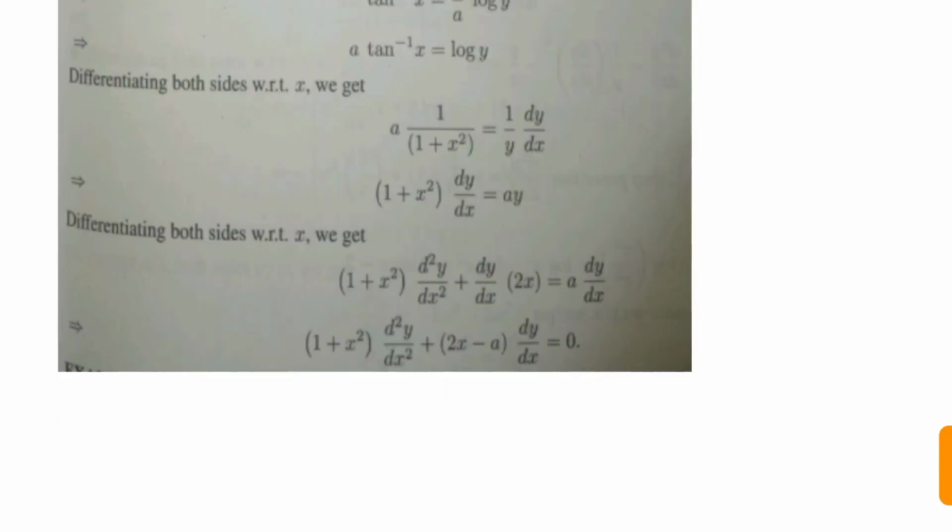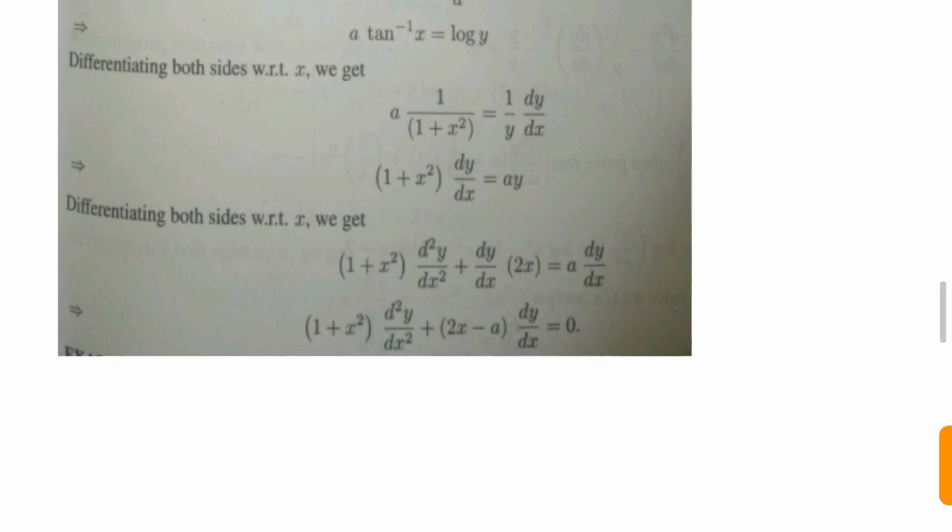So again differentiating, here there are two functions in product form, 1 plus x square into dy upon dx. So apply the product rule, and on the right hand side a is the constant quantity, it will come out, and differentiation of y. So it will become 1 plus x square d2y upon dx2 plus dy upon dx into d upon dx of 1 plus x square, that is 2x, is equal to a dy upon dx. Now taking all one side and taking dy upon dx common, we get the result.